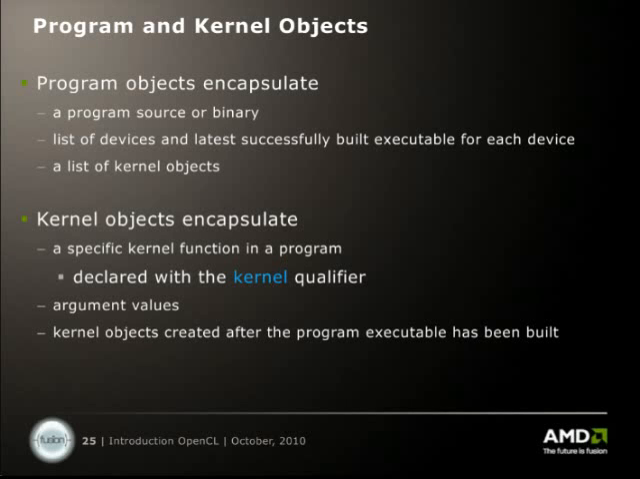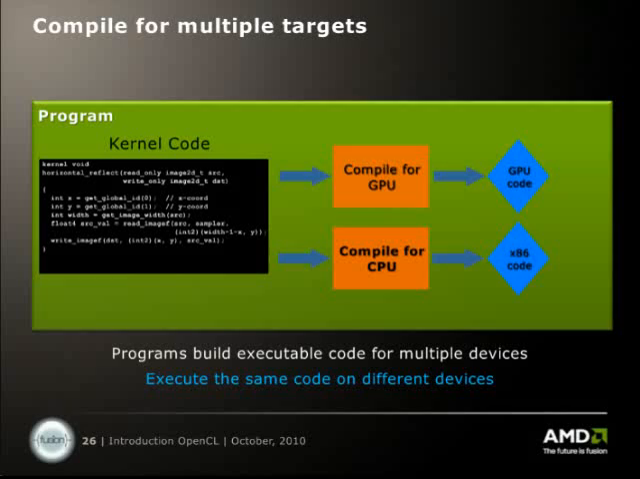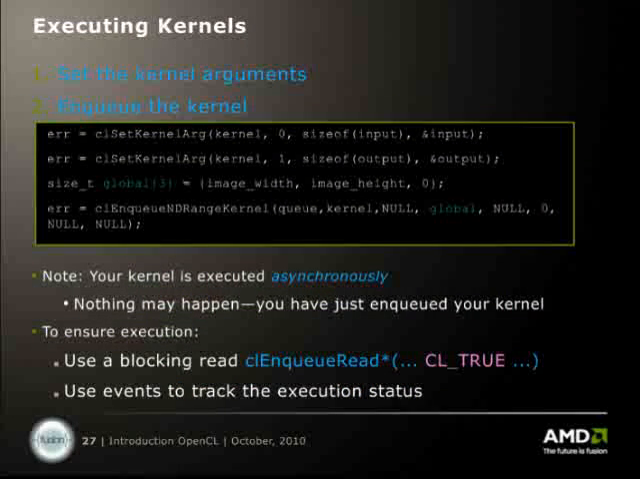Okay, so as I said, program objects encapsulate sources or binaries, and contain a list of kernels. You can query them to find out the list of kernels, if you know the kernels, you can do that. Kernel objects encapsulate a kernel function in the program, and you can set argument values for them. And here you can see that we can compile the same program to the x86 or the GPU.